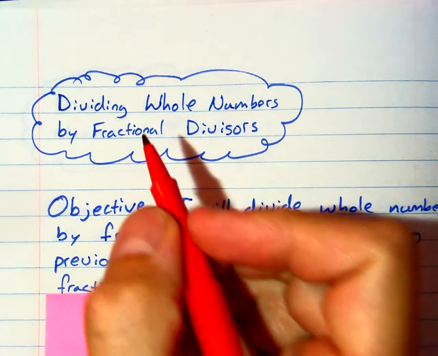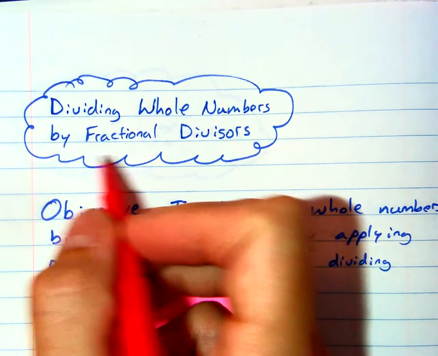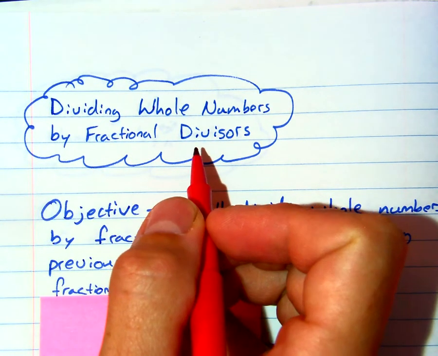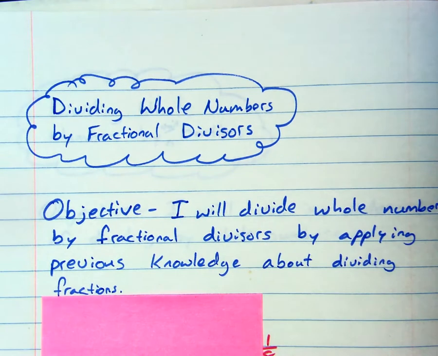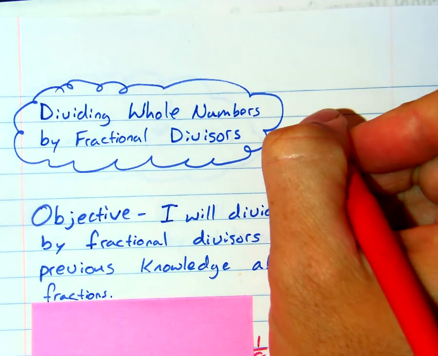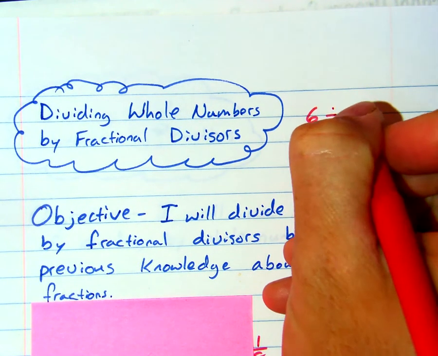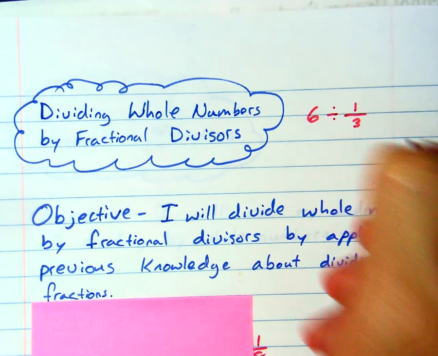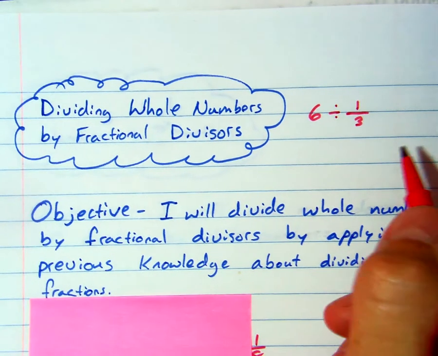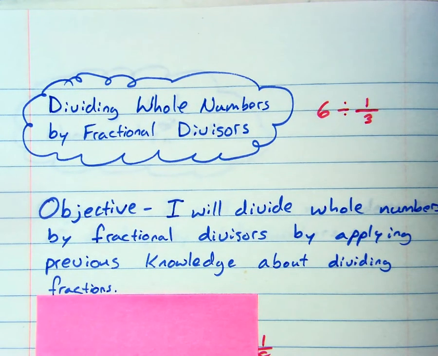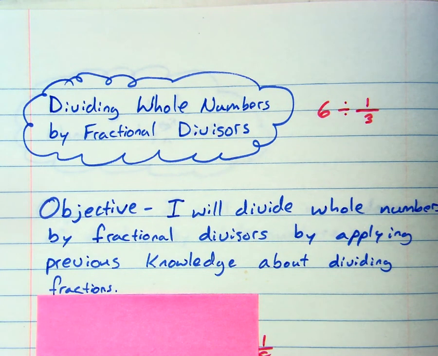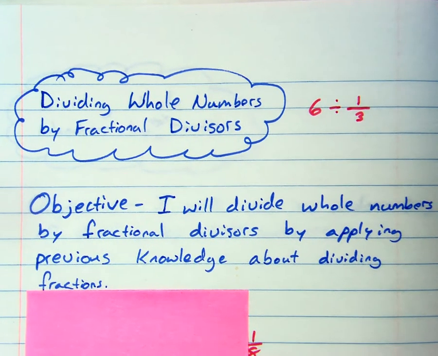Today it is dividing whole numbers by fractional divisors. Essentially, this time around we are going to take the dividend and make it a whole number, and take the divisor and make that a fraction. So, not a huge jump from the last lesson, but a jump nonetheless. Alright, let's look at our objective together.